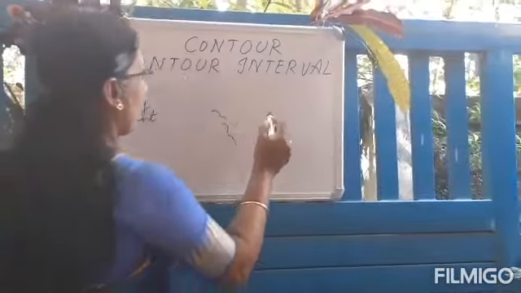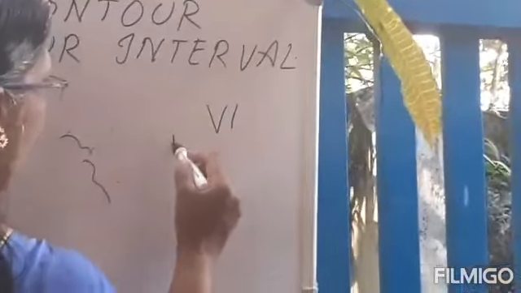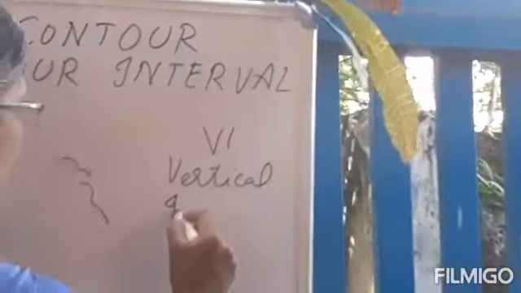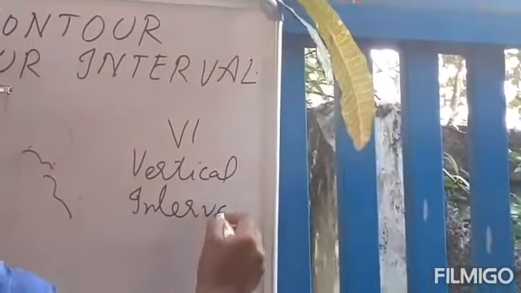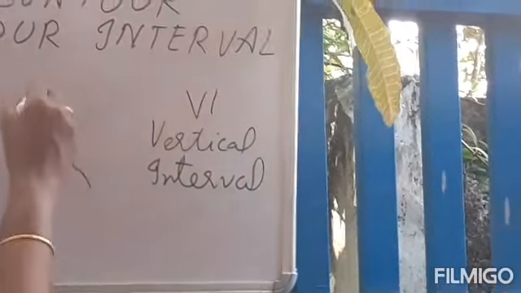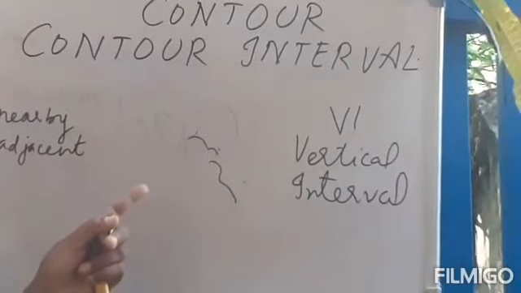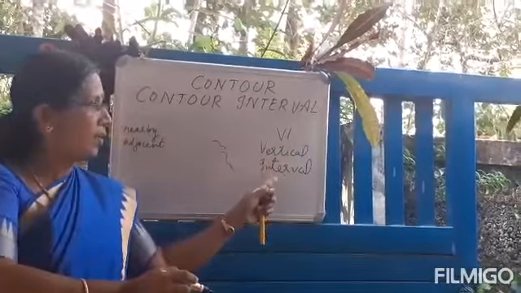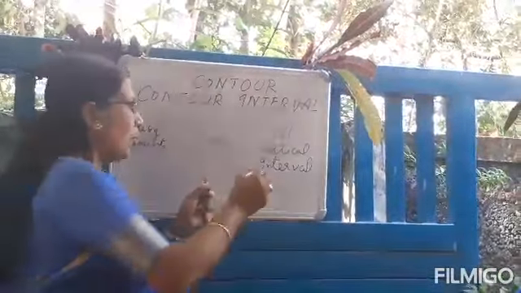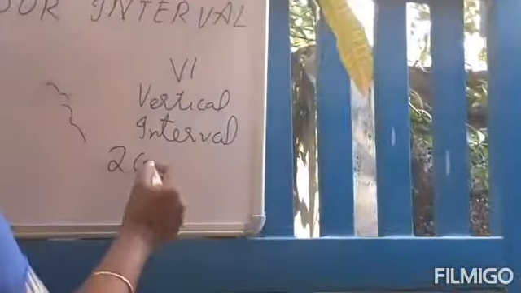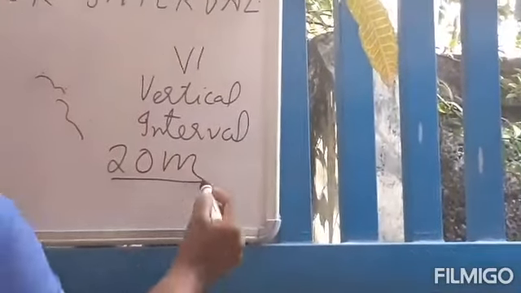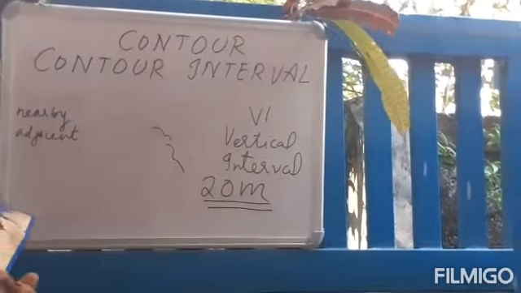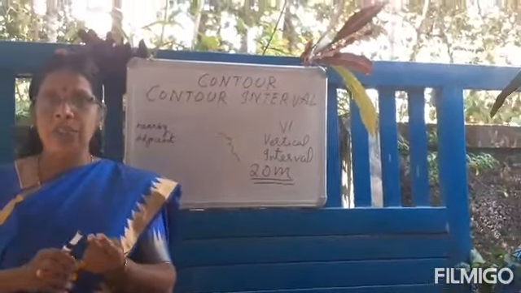Contour interval is otherwise known as VI or vertical interval. Vertical interval means vertical height between two adjacent contours. Usually the contour interval provided on a topo sheet is 20 meter. The contour interval provided on a topo sheet is 20 meter.